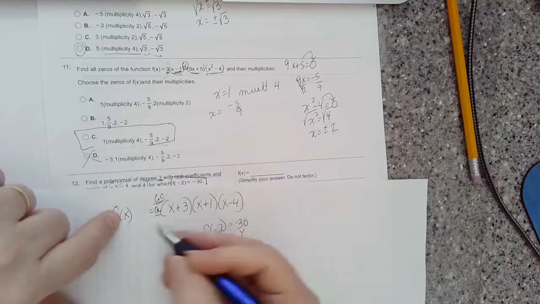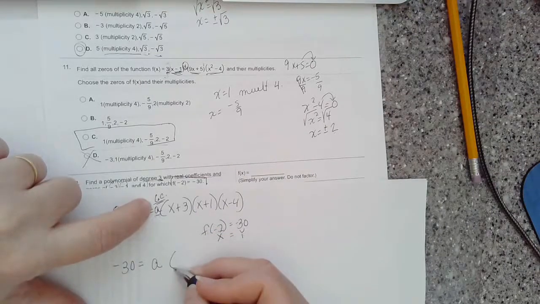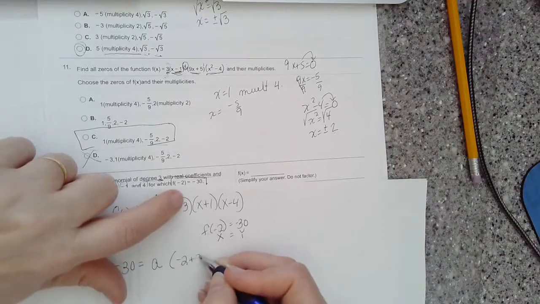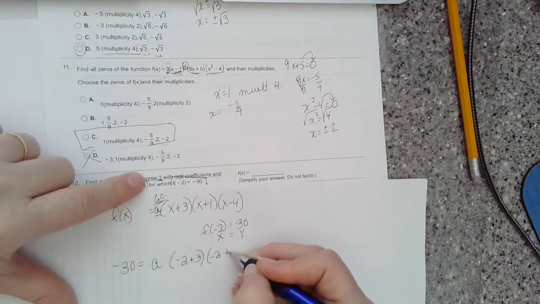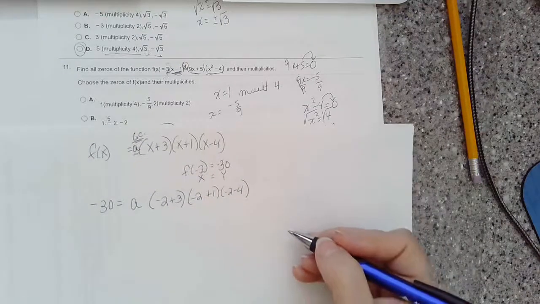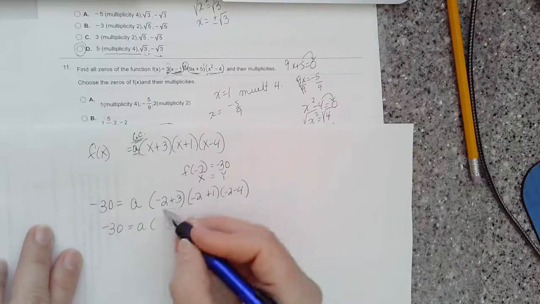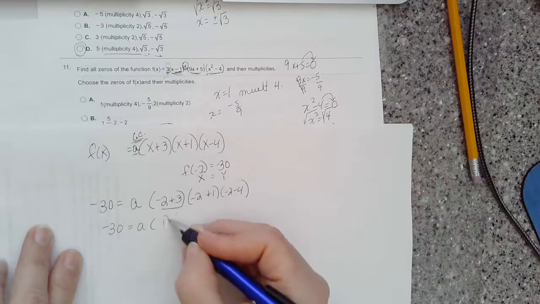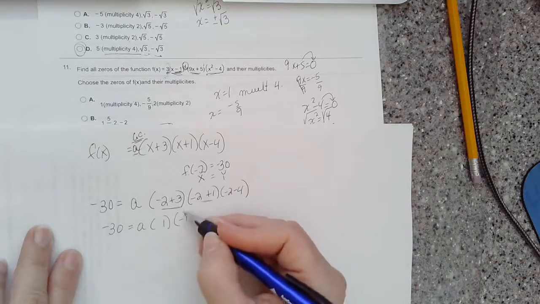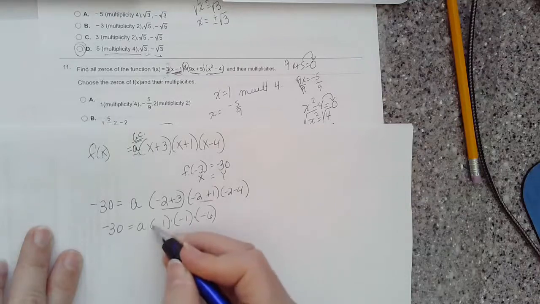Plug in x is -2 for all the x's, and then solve that equation. We can do that with a little arithmetic here. That would be 1, and that reduces to -1 and -6. These are all multiplied together, so multiply that out. That gives us +6a equals -30.